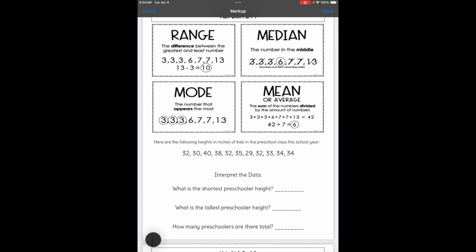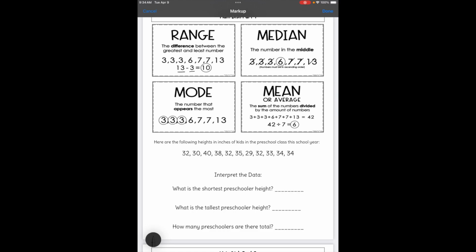So the range is the difference, it's the range between the greatest number and the least number of your data set. So looking at this one, they subtracted the highest minus the lowest number to get the range, which would be 10.